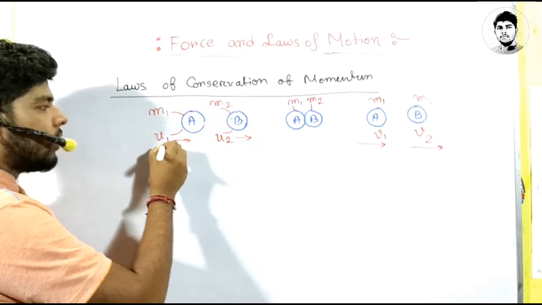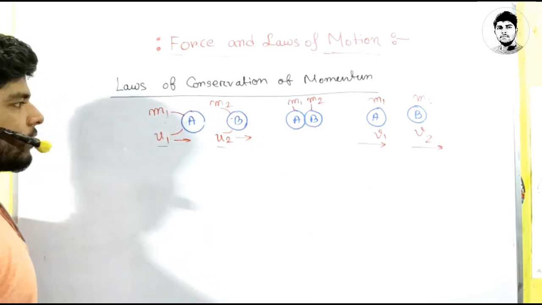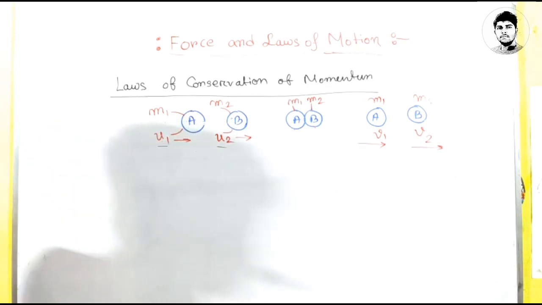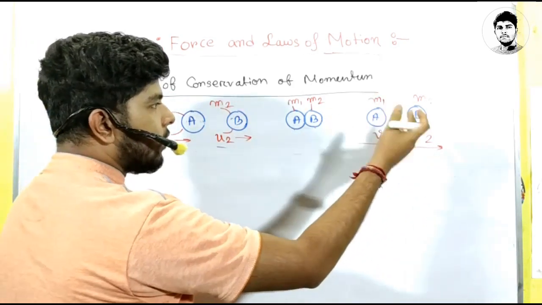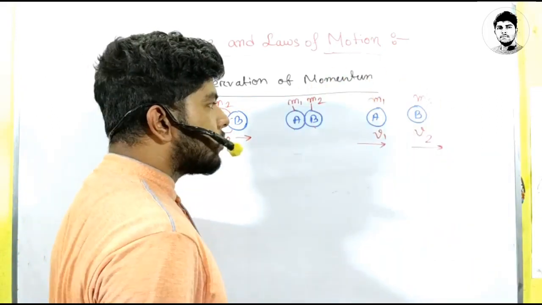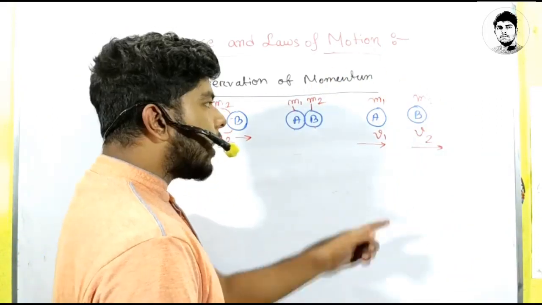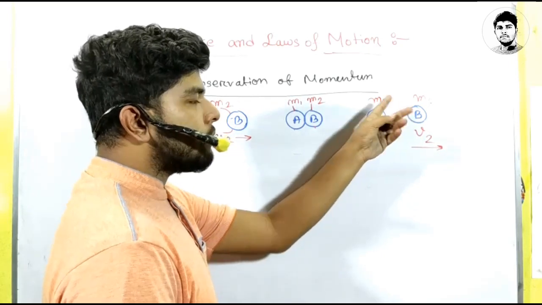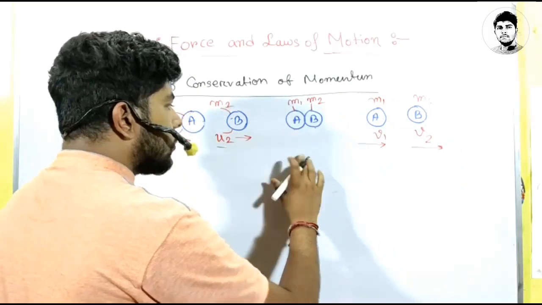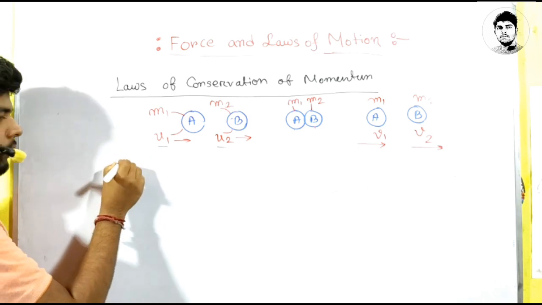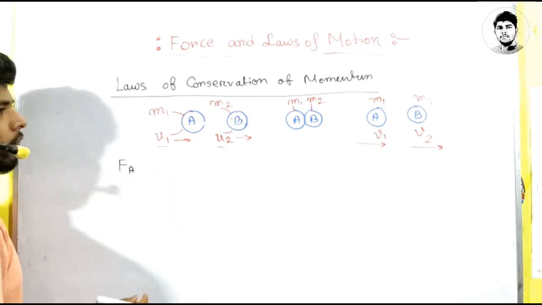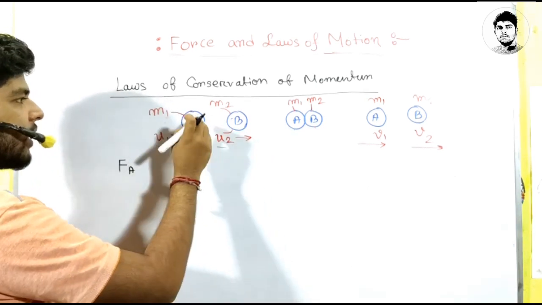So these are two objects, object A and object B. They are moving with initial velocities u1 and u2, and the masses of the objects are m1 and m2 respectively. After some time they will collide, and then they will move with velocities v1 and v2, and the mass will remain the same because mass is a constant. So what is the value of the force which is applied by object A on B?